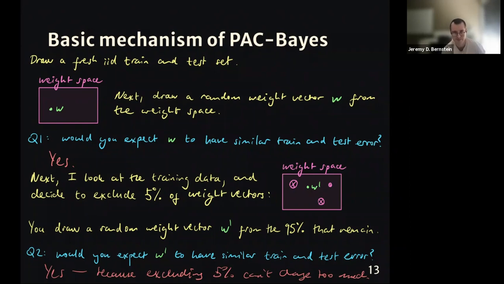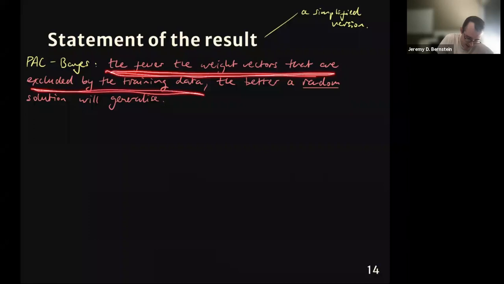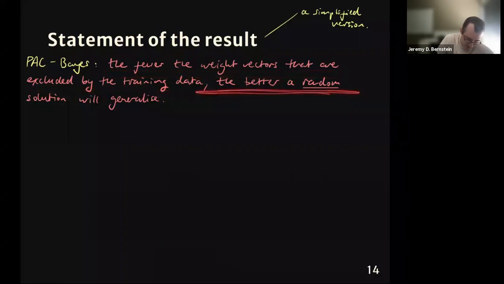So, if you didn't believe any of this, we're going to go through the more formal statement, and I'll just sketch how it's proved. So let's do that now. My intuitive statement of what we just discussed is that the fewer the weight vectors that are excluded by the training data, the better a random solution will generalize.